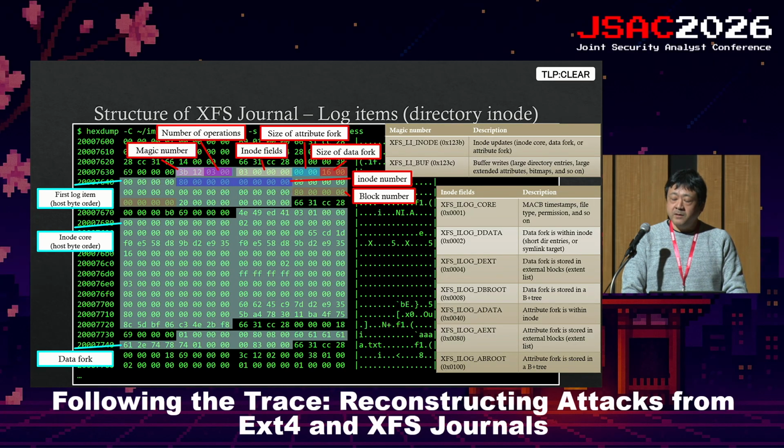Inode fields records the types of inode fields updated by this file operation. In this case, since the value is 3, the target of the update is the inode core and the data fork. Basic data such as file size, timestamps, and permissions are recorded in the inode core. The data fork records things like the directory lists and symbolic link targets. Also, although not shown here, there's a field called attribute fork, where extended attributes are recorded. Fields without updates are not saved in the journal.